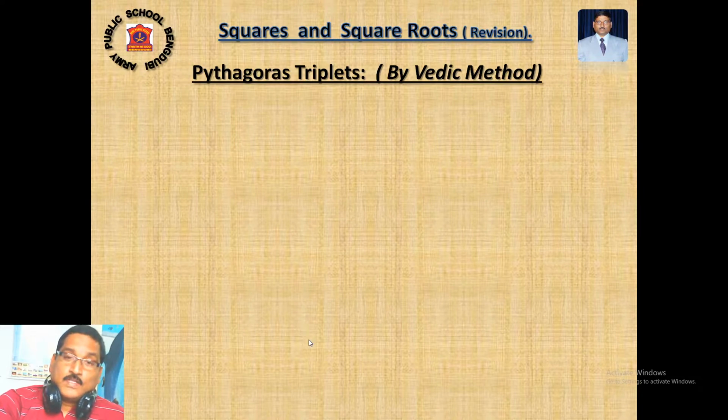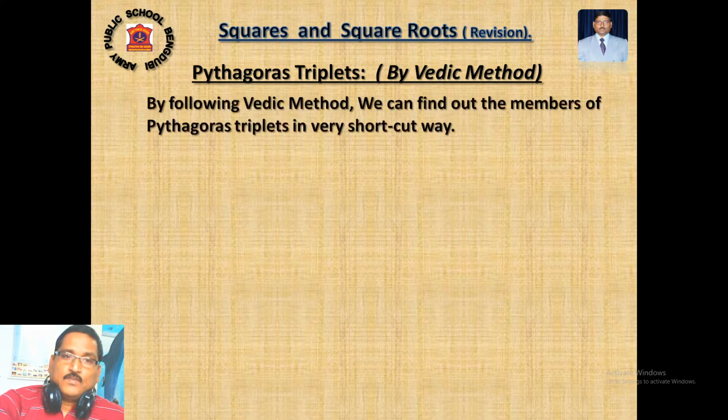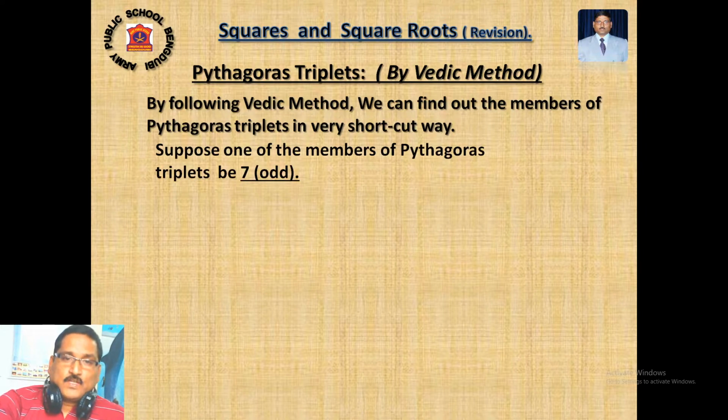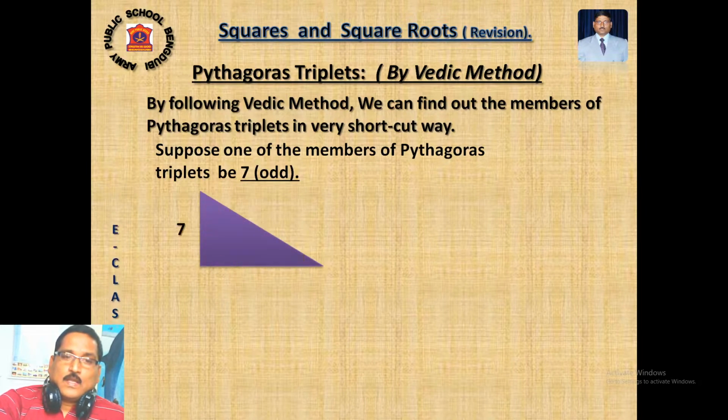So I told you earlier also, the Vedic method is a very interesting method. By this method, you can easily find the other two members of the Pythagoras triplet. You see, it is a very shortcut method also. Suppose a right triangle is drawn. Whatever side is given, either base or altitude, it can't be the hypotenuse. Remember. So here one side is given, altitude 7. How can I find the other members?